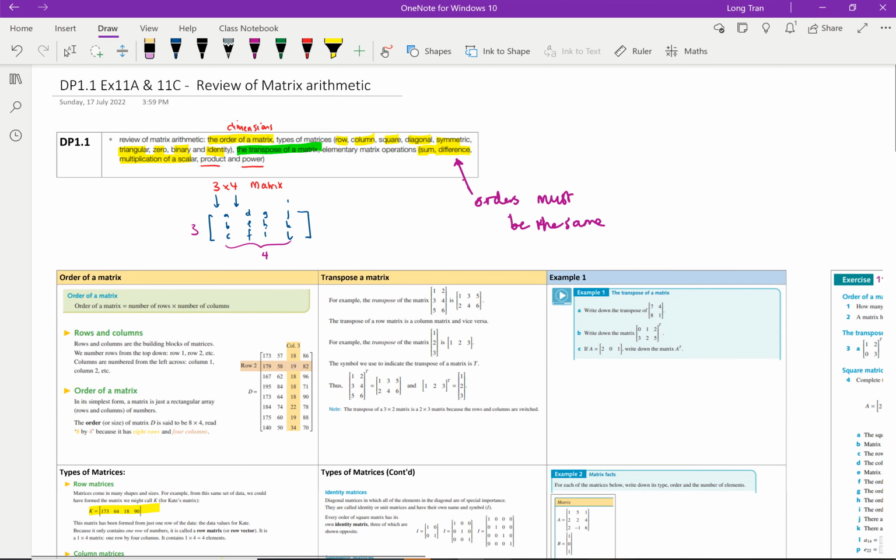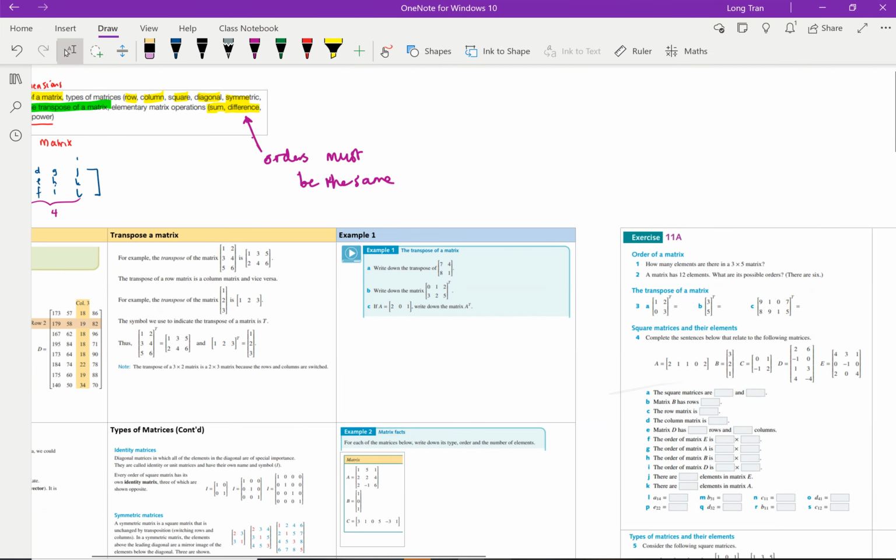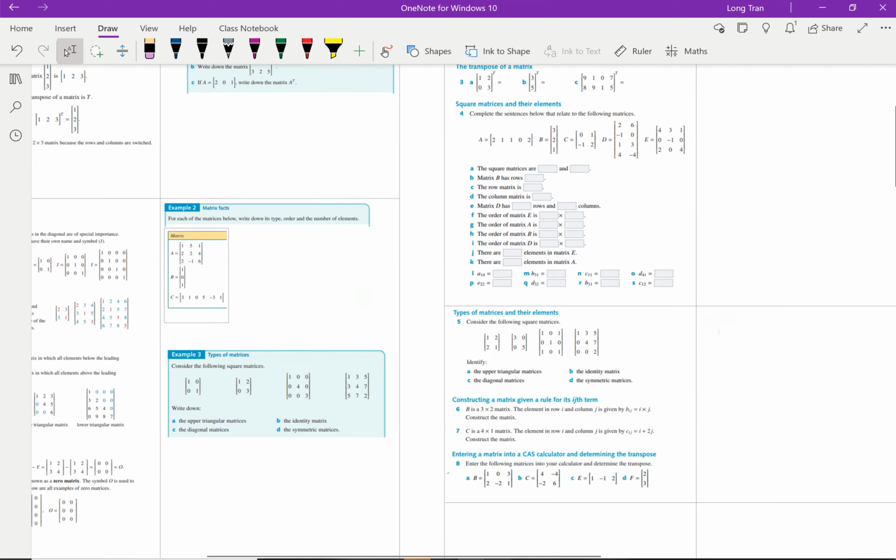So what's an example? Let's have a look at some examples here that they might give you.